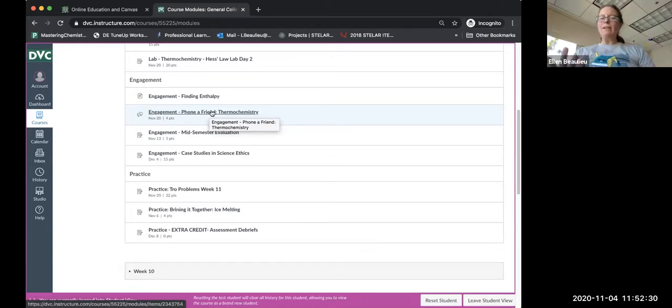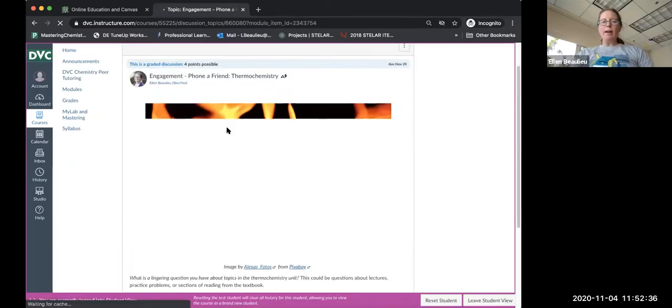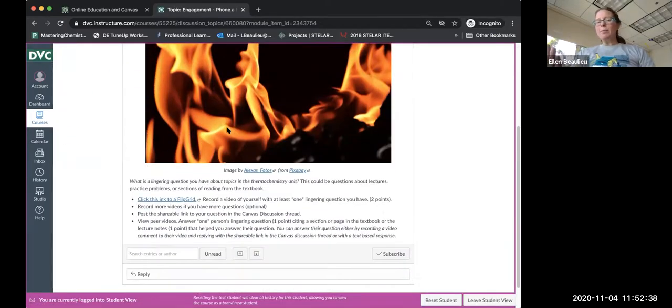So I kind of like this flip grid approach. I'm going to try it again. I built an assignment where I know you all are going to have some type of question about thermochemistry. A lot of this stuff is new. A lot of this stuff is unfamiliar.